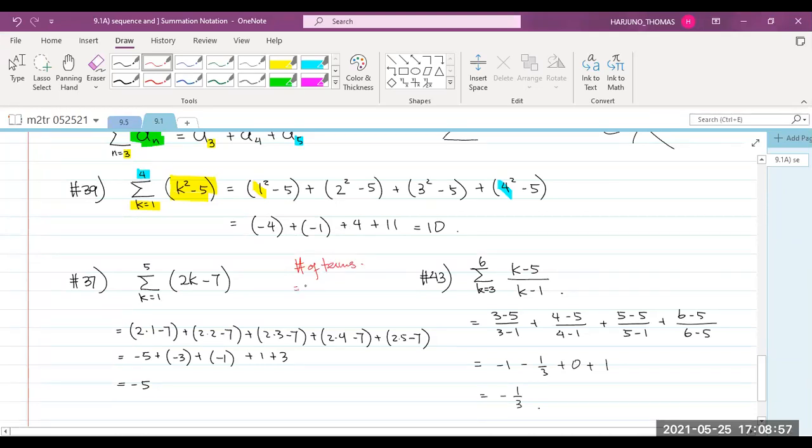Now I want you to notice something: the number of terms is equal to the number on the top minus the number at the bottom plus 1. Oh, thank you. The last one here is incorrect. So 1 over 5 here. So this is -4/3 plus 1/5, -20 plus 3 over 15. That's -17 over 15.